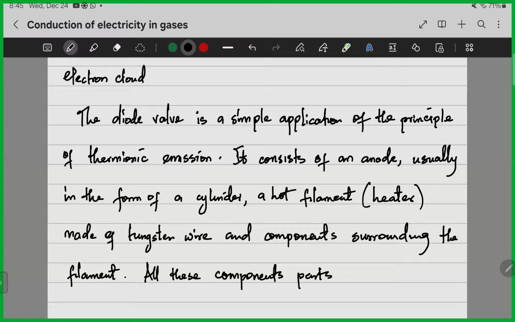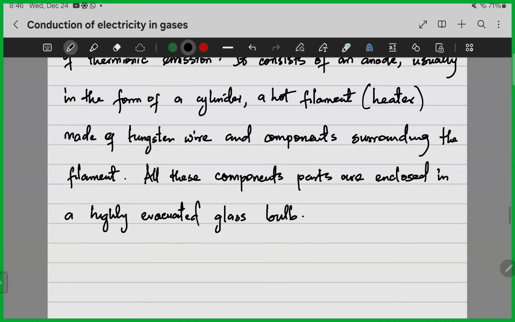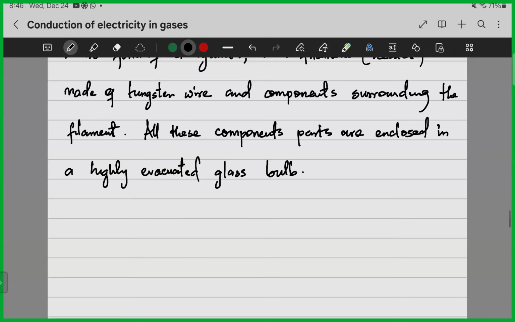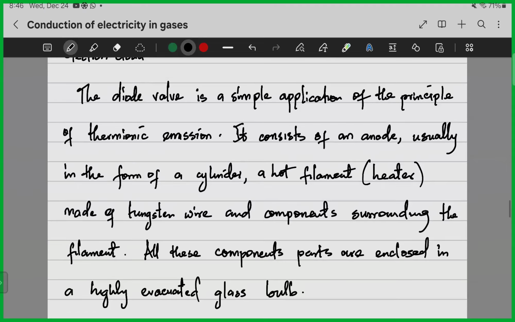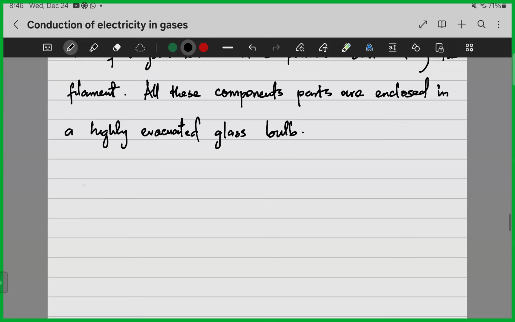All these component parts are enclosed in a highly evacuated glass bulb. Okay, good to take note of these points. Read and reread them and get the essential points from them. Let's move forward.